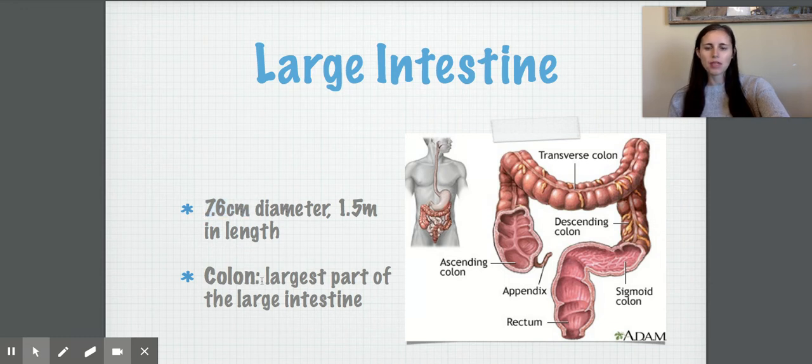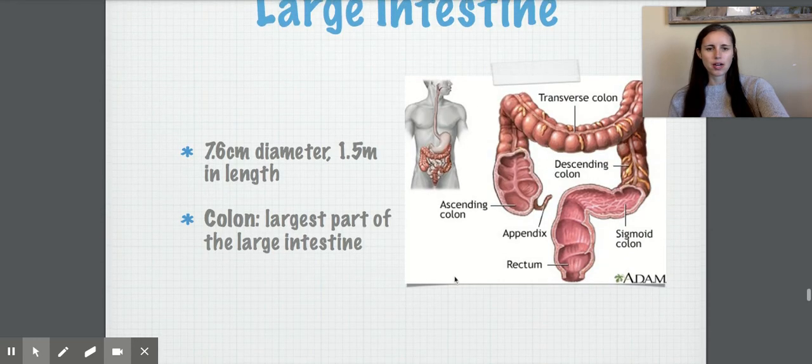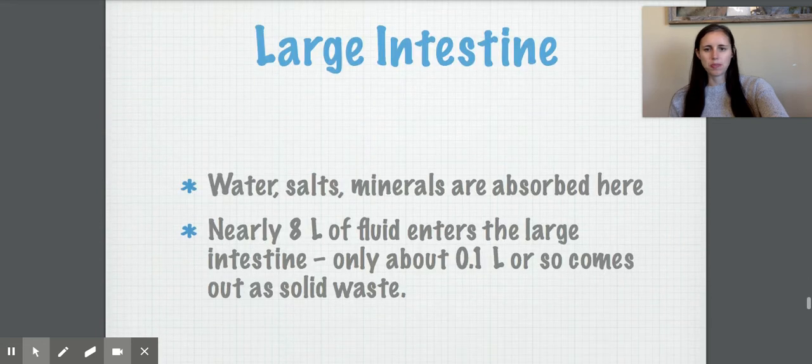The part of the large intestine that's the largest is the colon, but you do have other sections of the large intestine as well. Before we get too far, I want to point out this little tiny thing that sticks off your large intestine. Might have heard of it, the appendix. So the appendix also comes off of the large intestine.